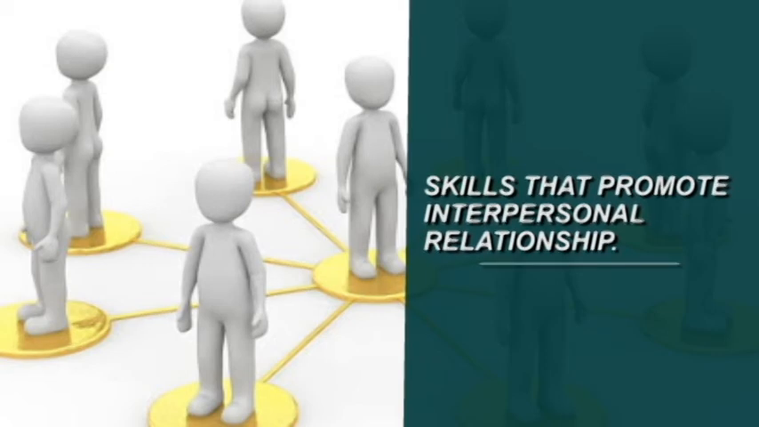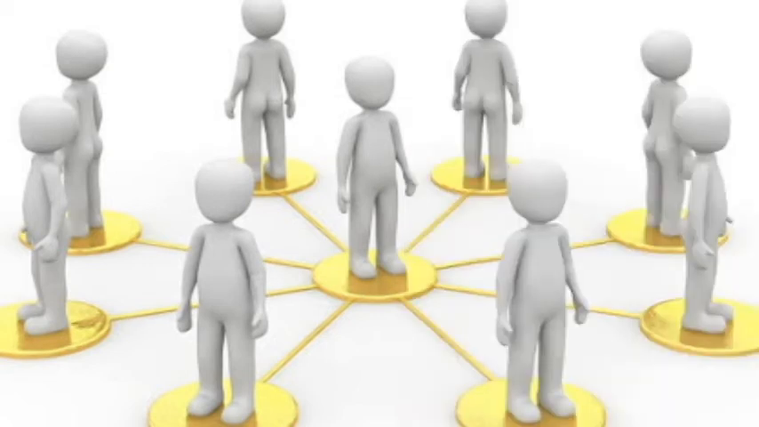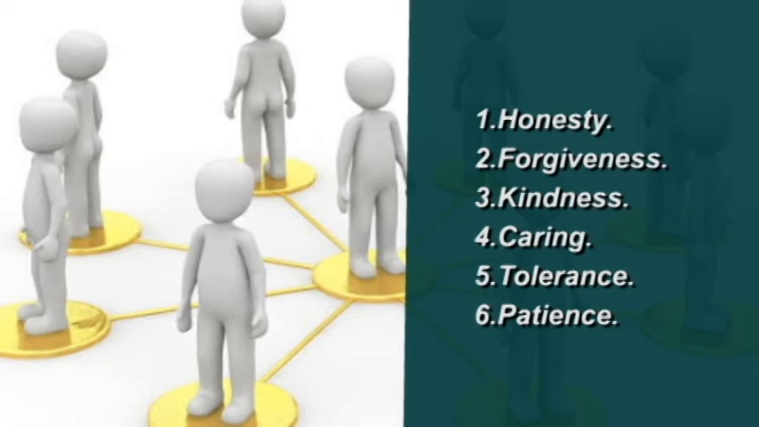Let us now look at skills that promote interpersonal relationship. One of the skills that promote interpersonal relationship is honesty. This refers to attributes like truthfulness, transparency, absence of lying, cheating, theft, etc. It is expected that whenever any relationship is established, honesty must be the watchword.